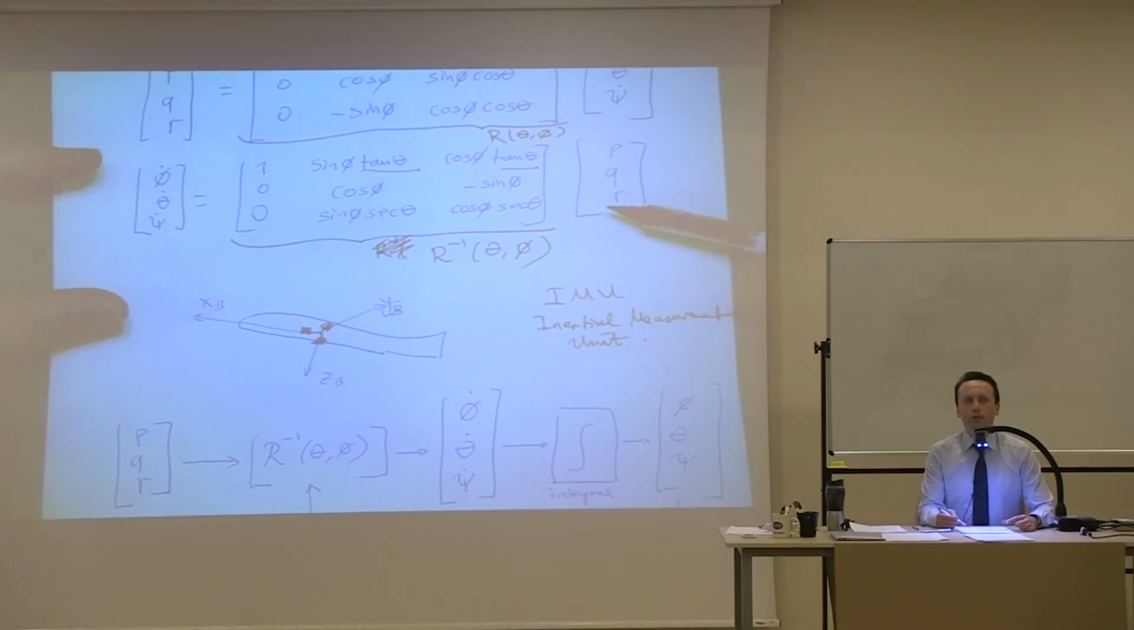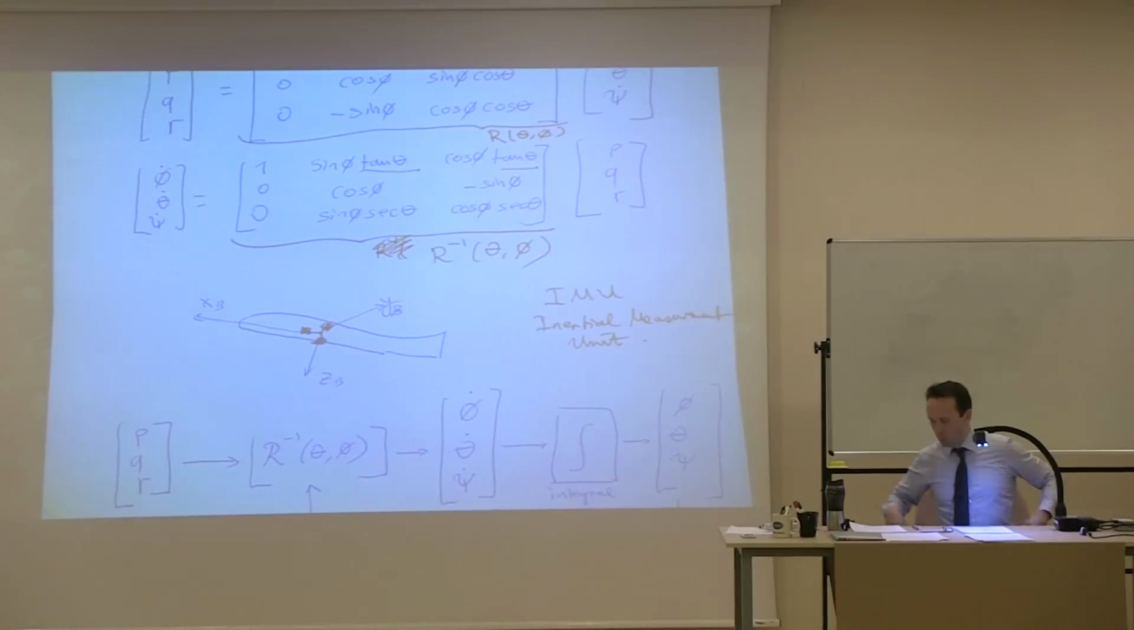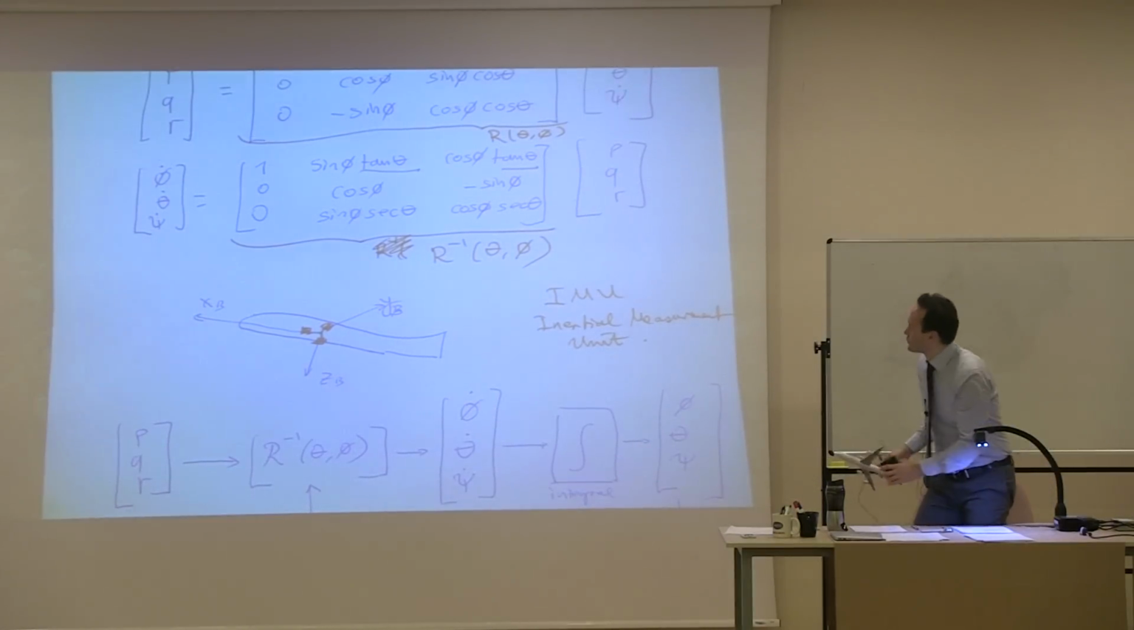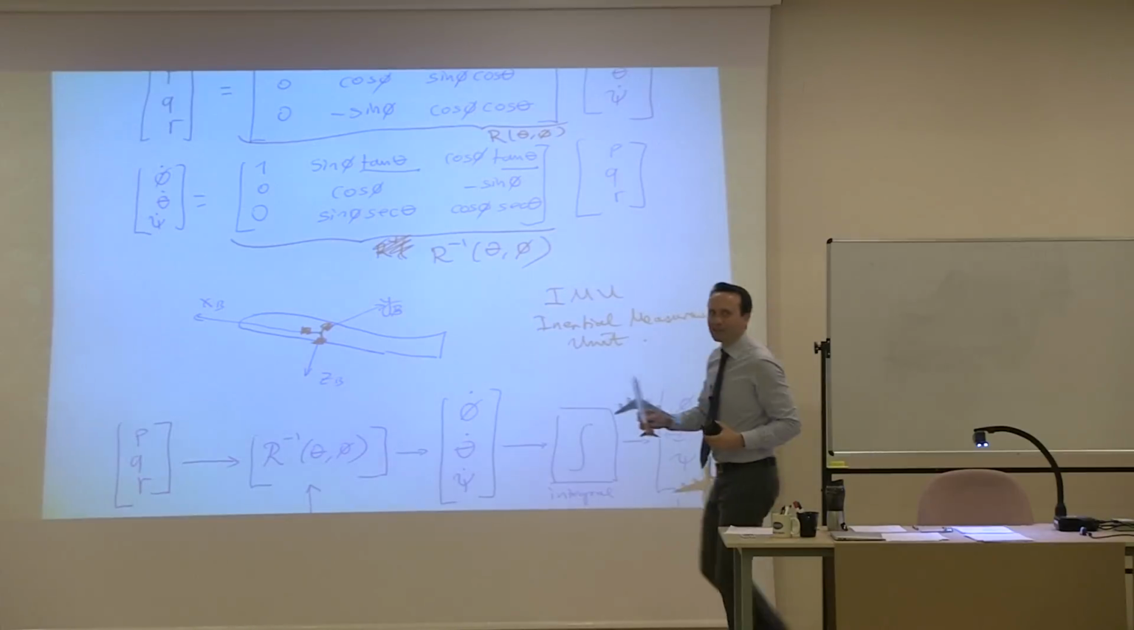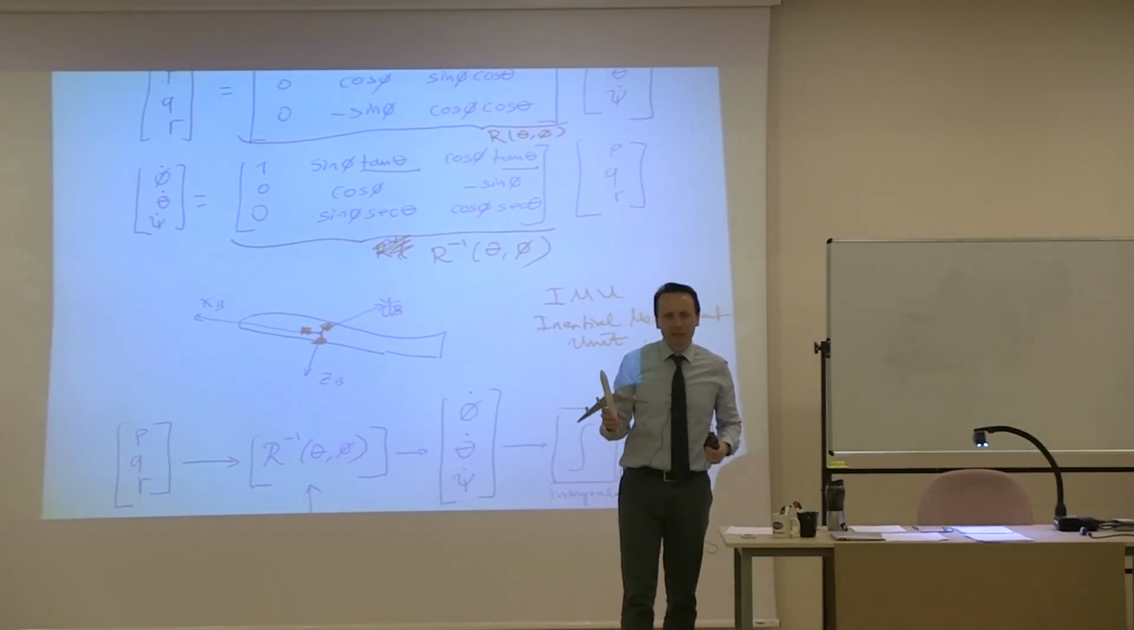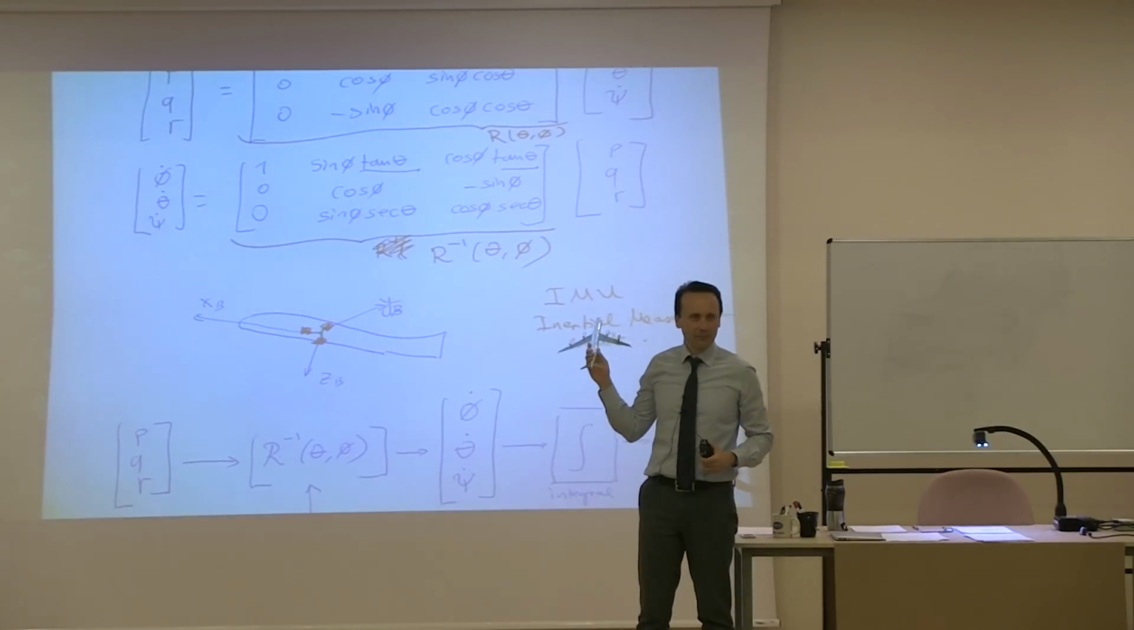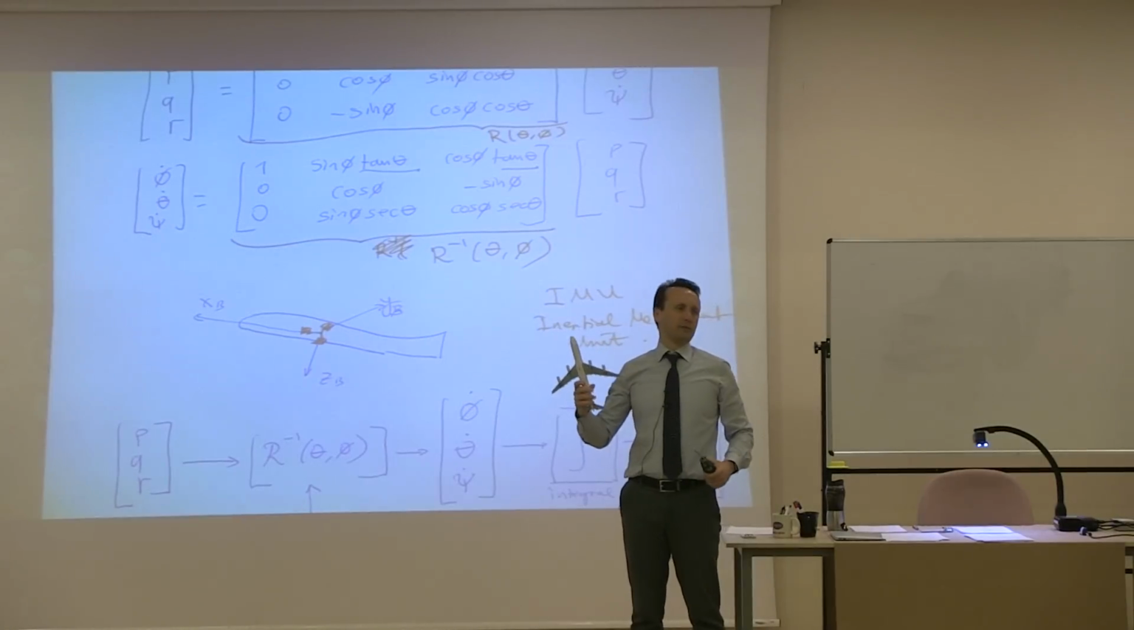Can you guess what is going on here? Let me tell you what's going on. So Euler angles are great, except for theta equals 90 degrees because of this. Okay? So let's look at this.